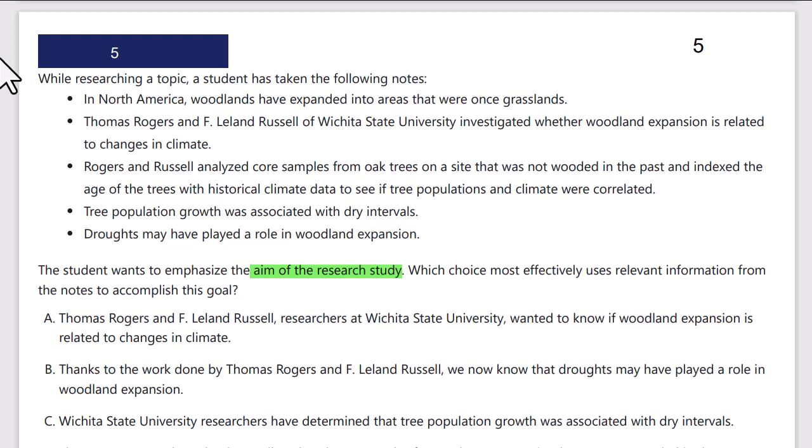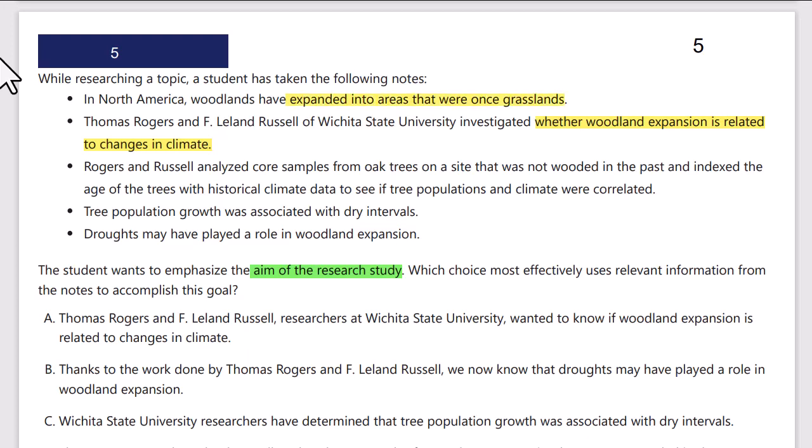In North America, woodlands have expanded into areas that were once grasslands. So that's a background for the study. Rogers and Russell of Wichita State University investigate whether woodland expansion is related to changes in climate. Okay, that's the aim. They want to know if the expansion is related to change in climate. By the way, they want this because we've noticed the background, the woodlands have expanded into what were only grasslands.